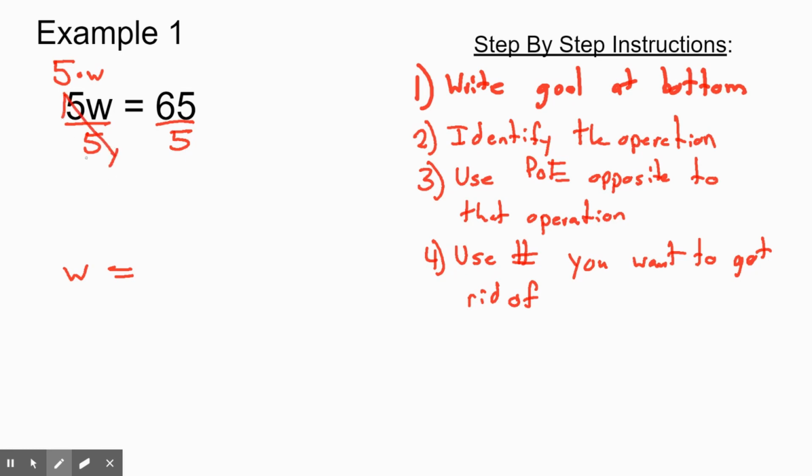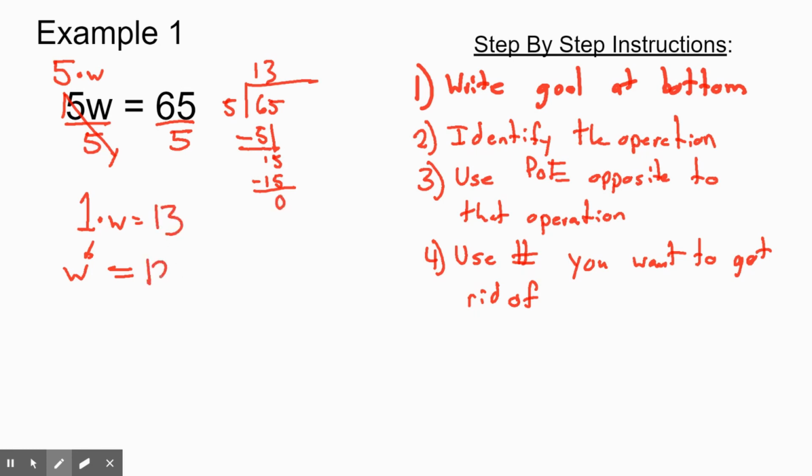5 divided by 5 is just 1, so we have just 1w. But remember, we're lazy. We don't usually bother writing the 1, so really this is just w. 65 divided by 5, that's a little bit more tricky. If we wanted to, we could do some long division. How many times does 5 go into 6? It goes in once. We subtract. How many times does 5 go into 15? Well, it goes in 3 times, rather. But our answer here is going to be 13. So w is equal to 13.